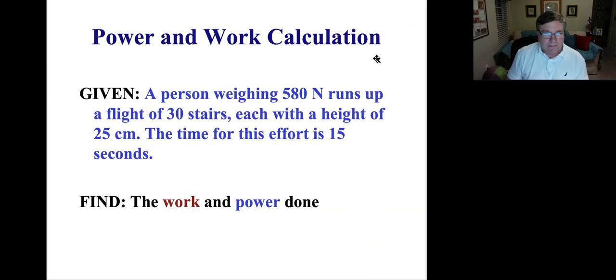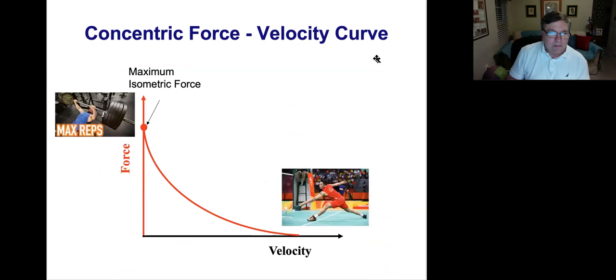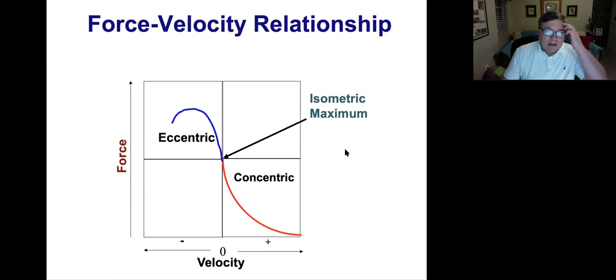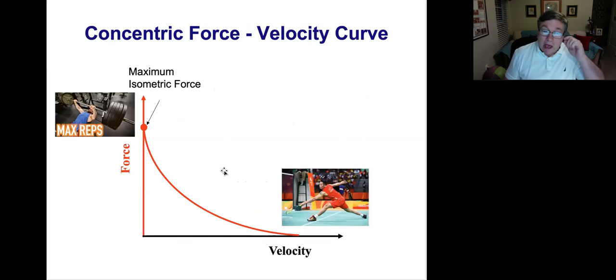Okay, so we looked at this power calculation. So again, let's revisit our force-velocity relationship. With eccentric contractions, maximally, we can produce a lot of force. And then with concentric contractions, we have this trade-off between force production and velocity. So let me show you what we mean.